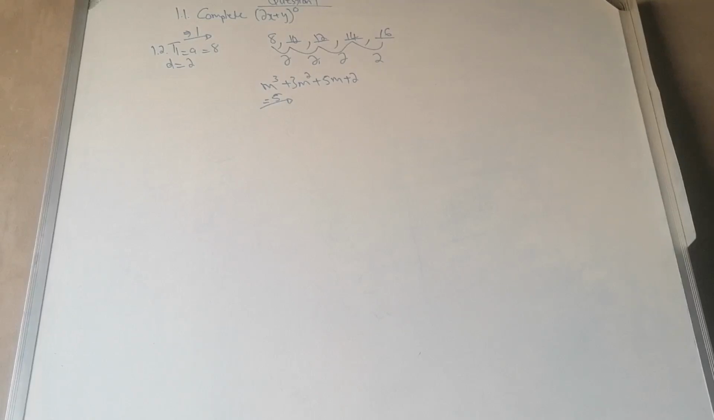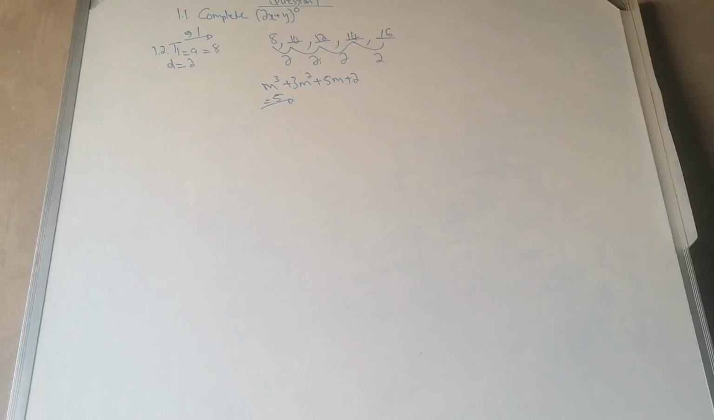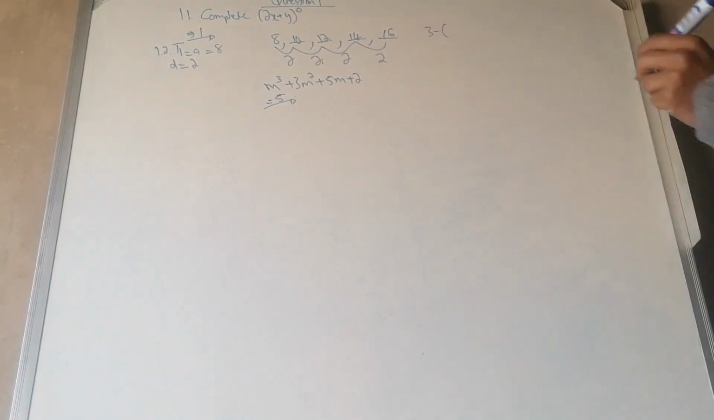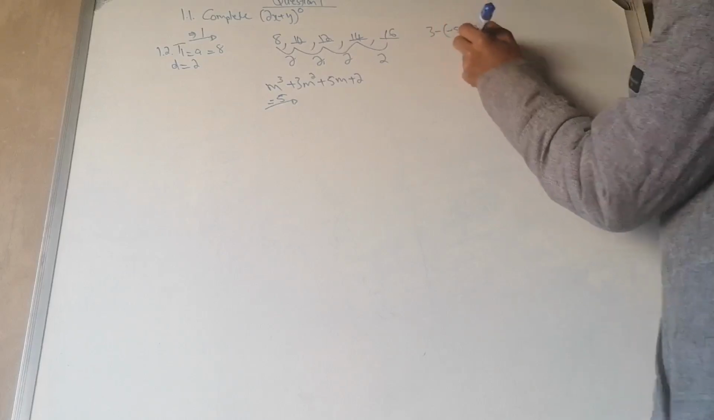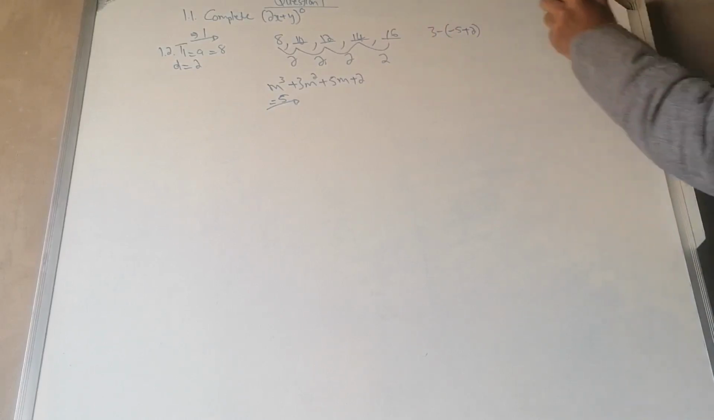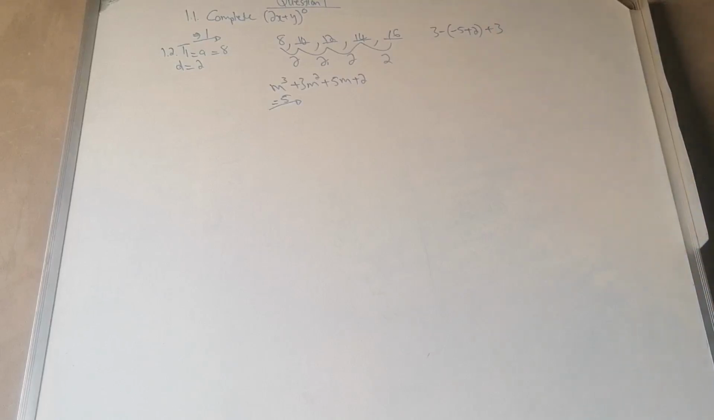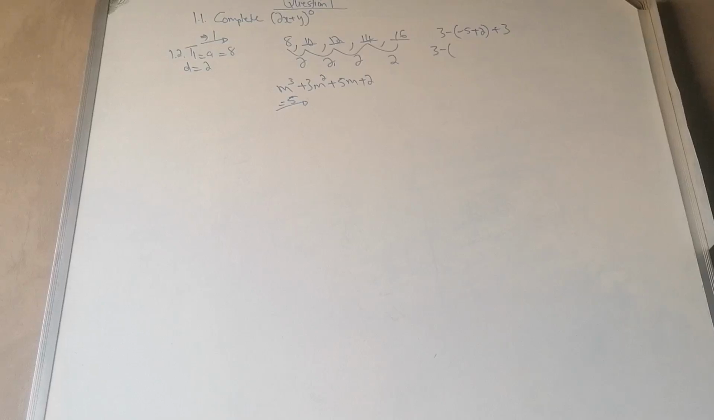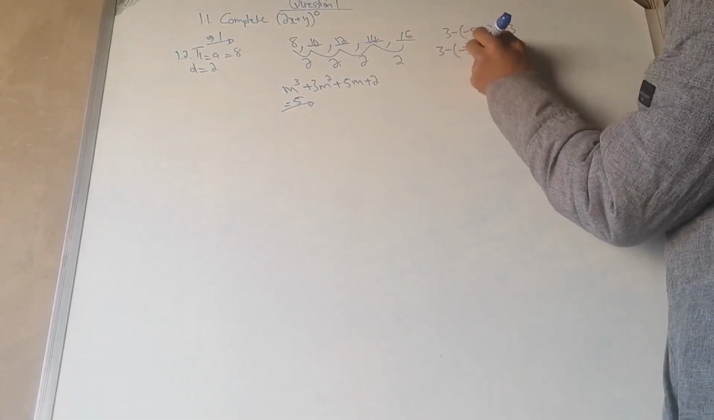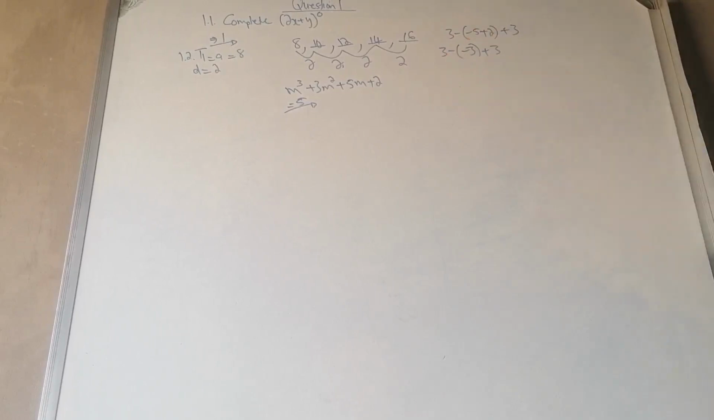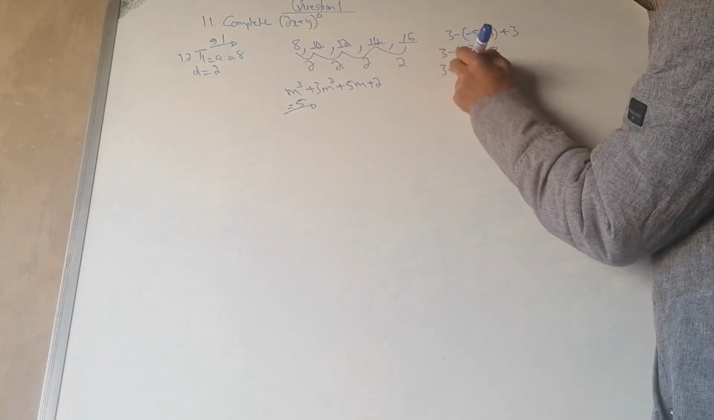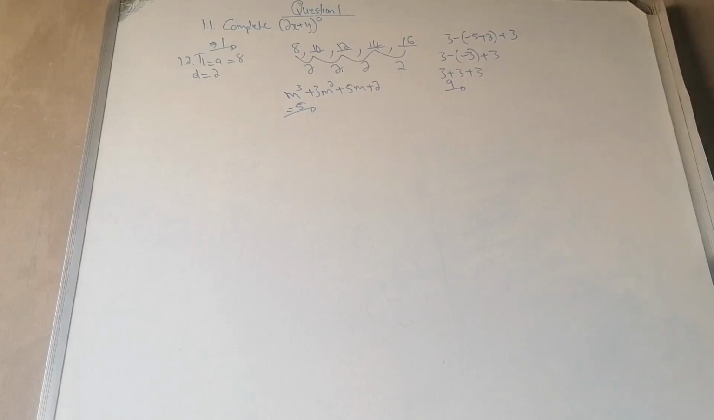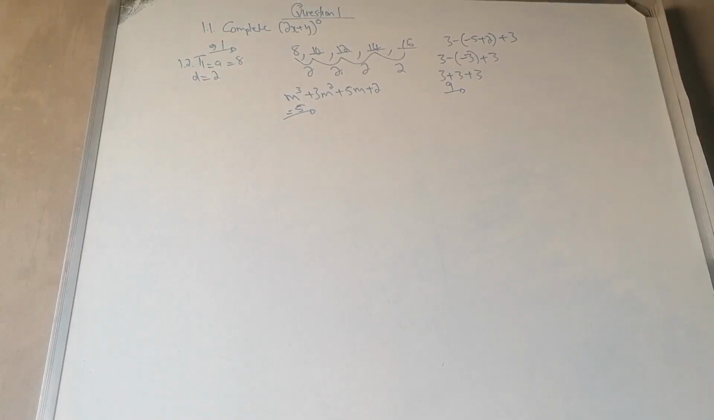Then determine the value of 3 minus minus 5 plus 2 plus 3. I can start by saying I have 3 minus, what is minus 5 plus 2? That is minus 3 plus 3. Negative times negative is a positive. That is 3 plus 3 plus 3, which is 9. That becomes the answer.